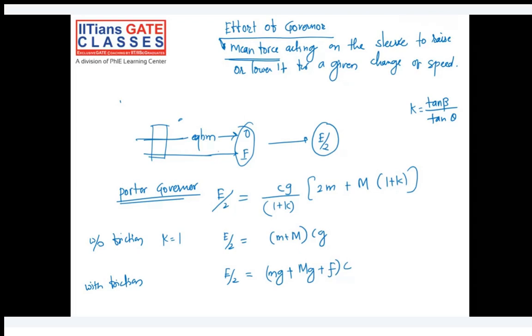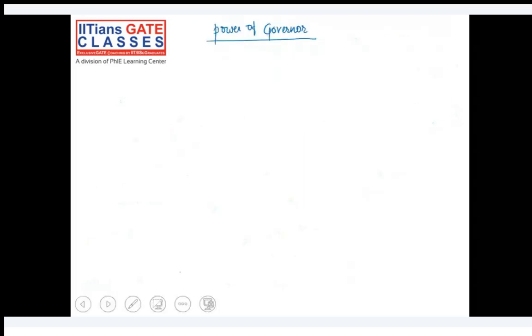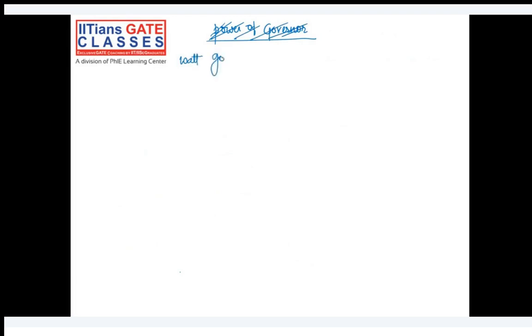Coming towards the Watt governor. For the Watt governor, we know the mass of the sleeve is zero. So effort will be E by 2 equal to CG into (m plus M). M was there, right? So only CG into small m will be there. So I'll write CmG, because in the case of the Watt governor, we don't have a sleeve, so the sleeve mass is not there. And also the friction force will not be there.